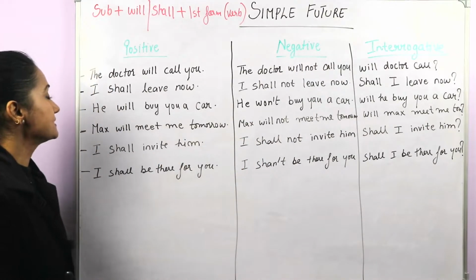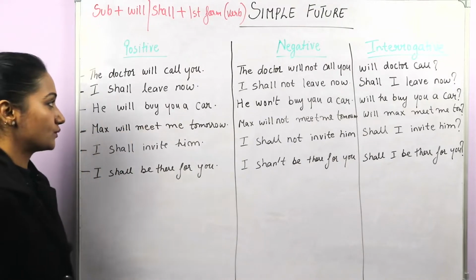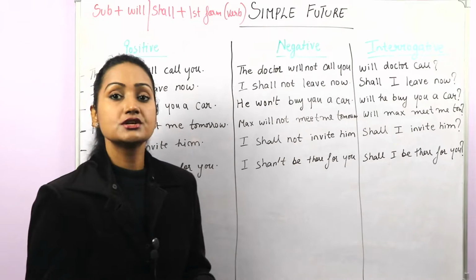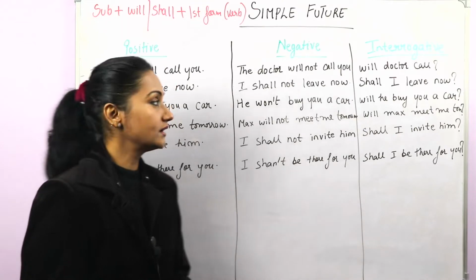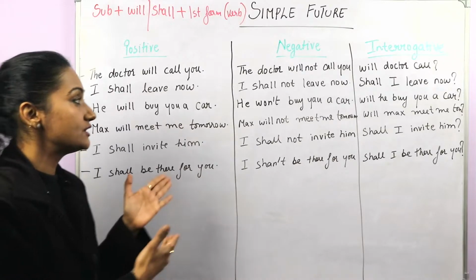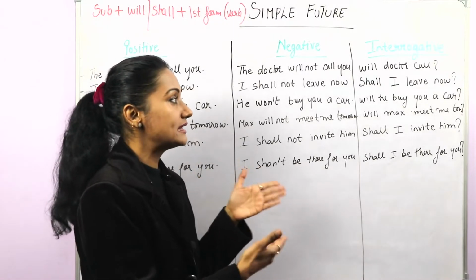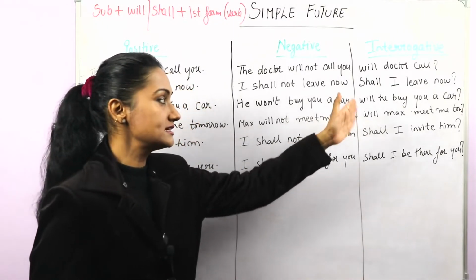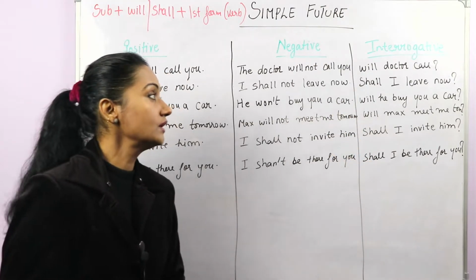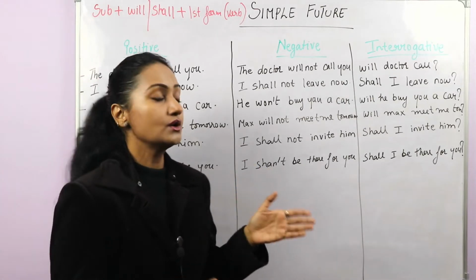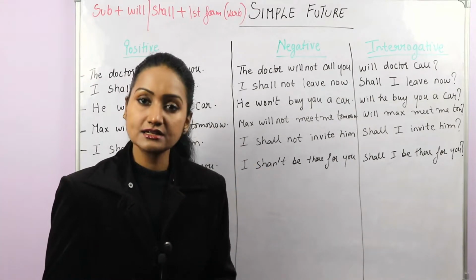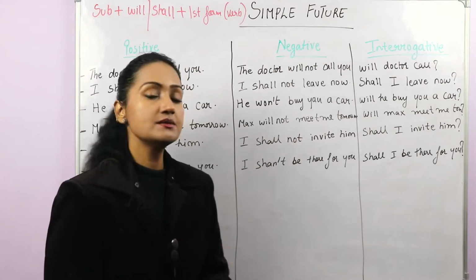Now next is: I shall leave now. Negative: I shall not leave now. Shall I leave now? He will buy you a car. Negative: he won't buy you a car. Will he buy you a car? Now these all are positive questions. You can make negative questions also. How? Will he buy you a car? Will he not buy you a car? Or if you want to use a contracted form, then: won't he buy you a car?